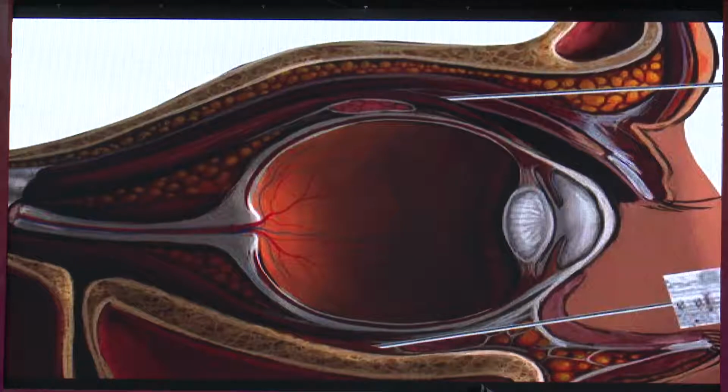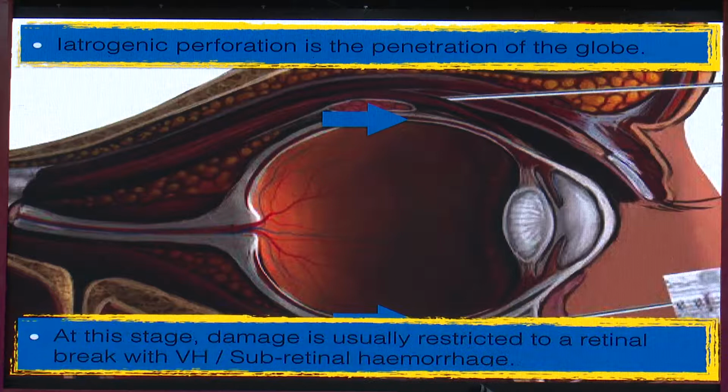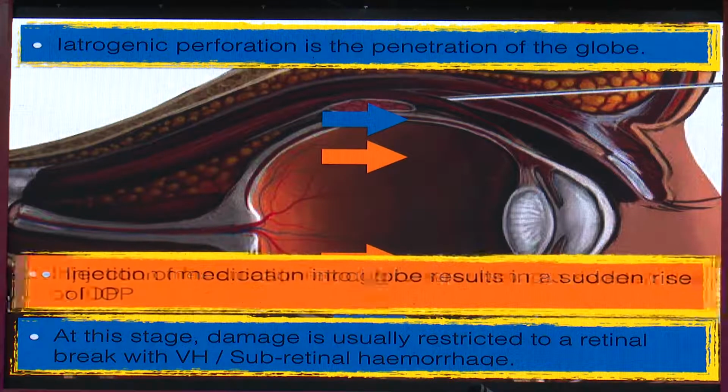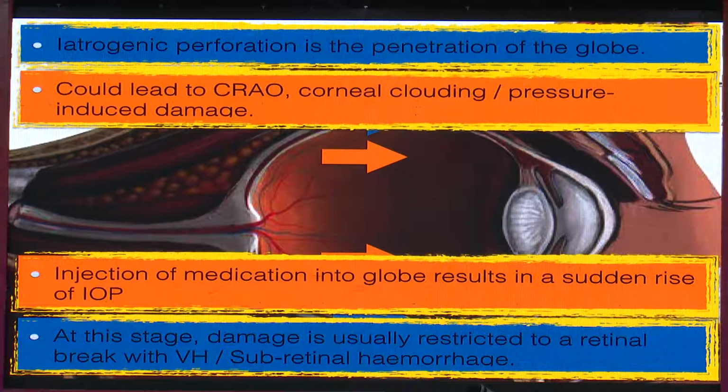So what exactly happened? These are the basic routes of the peribulbar tract, where we give the block. The perforation can occur at this particular site, where you can enter the globe, and that is the penetration of the globe. Once it enters, the damage is mostly restricted to a retinal break, maybe a vitreous hemorrhage or subretinal hemorrhage. Then when we inject the drug, other signs start appearing: a sudden rise in intraocular pressure, which could lead to a CRAO, corneal clouding, or pressure induced damage.